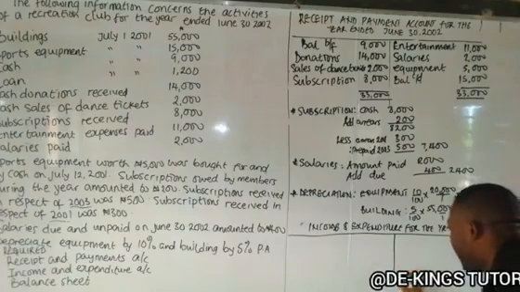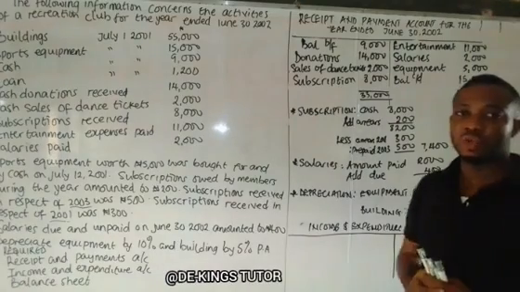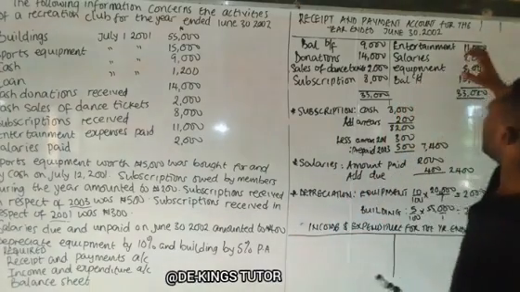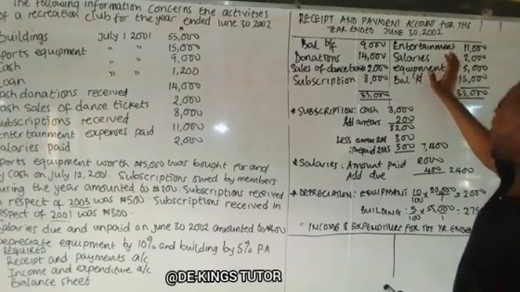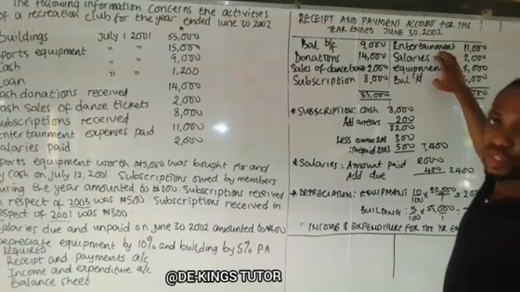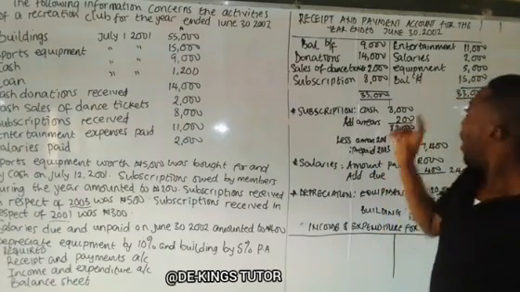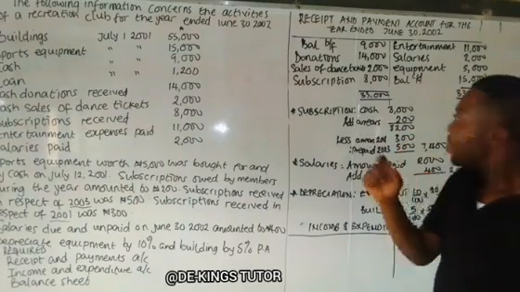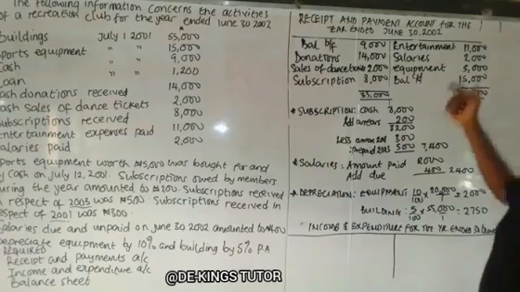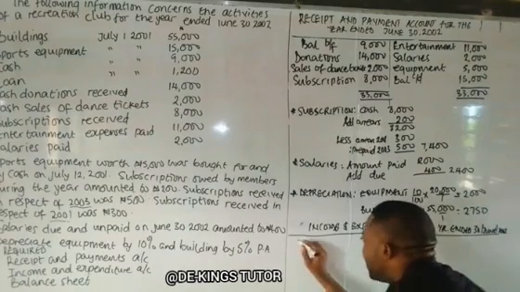Okay, 30th June 2002. So what do we do? Just move all items in the credit side that was paid in the receipt and payment account and post here, excluding those assets that was paid for. So the first one, entertainment, is 11,000. So we'll bring it here as expenses.